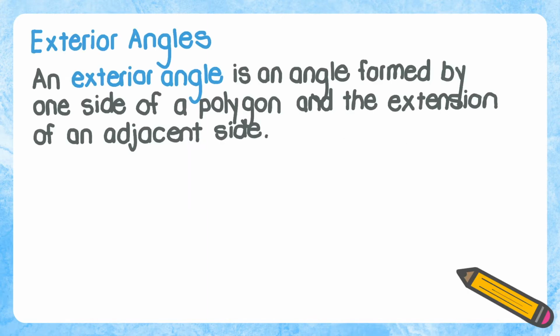In the last video, we talked about interior angles. Today we'll be talking about exterior angles. So let's look at a definition first. An exterior angle is an angle formed by one side of a polygon and the extension of an adjacent side.